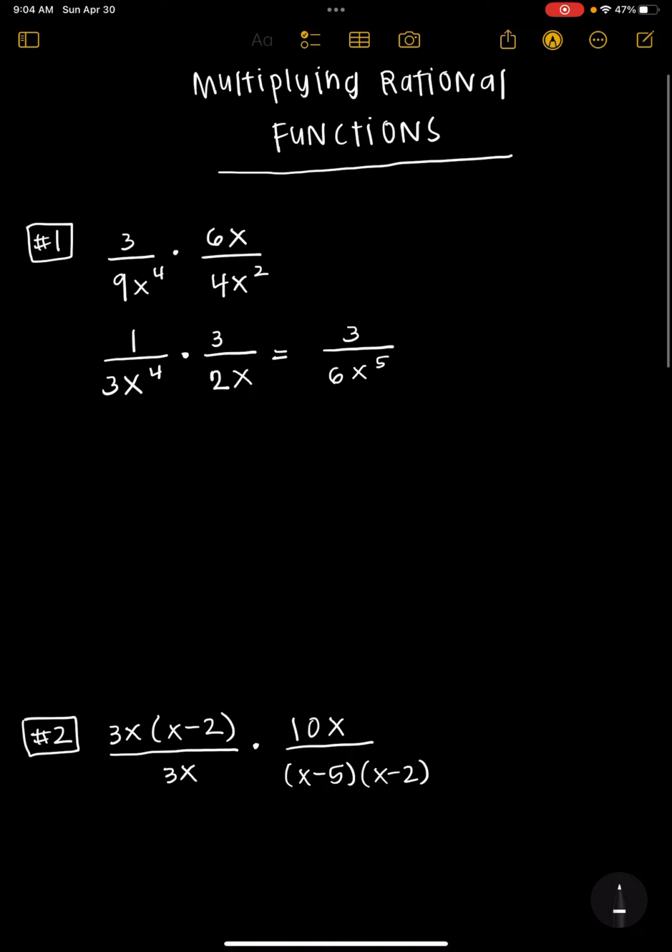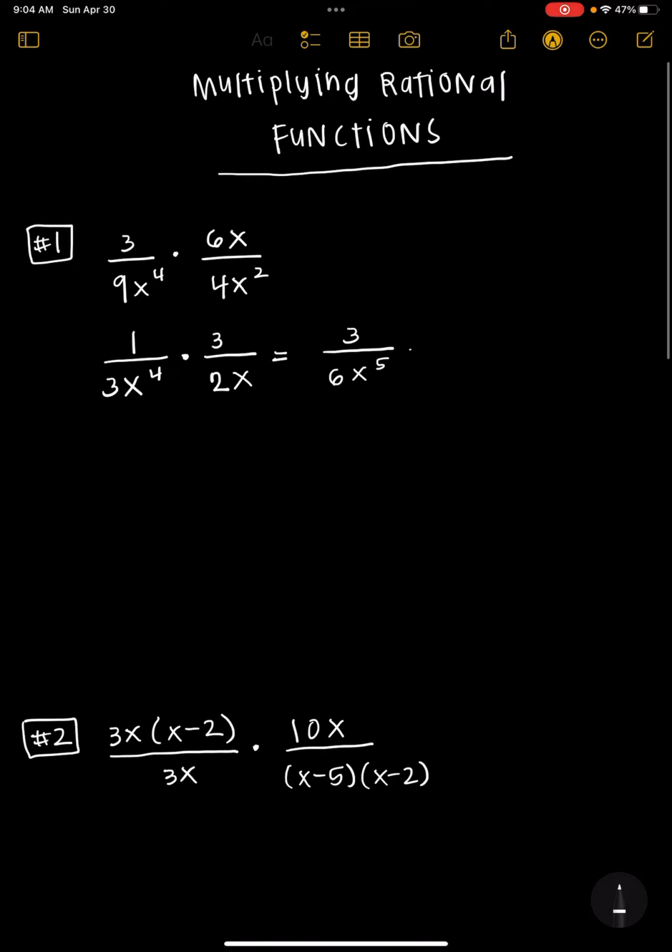The last thing I can do is simplify this a little bit more, because I have a 3 on top and a 6 on bottom. Those are both divisible by 3, which means 3 divided by 3 gives me 1, and 6 divided by 3 gives me 2. And then I'm just left with that x to the fifth. This is my final answer, 1 over 2x to the fifth.